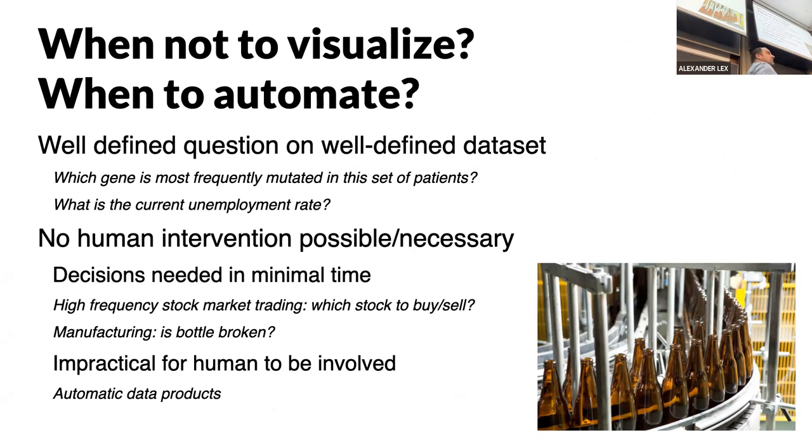Sometimes you can't use visualization because human intervention isn't possible or necessary. For example, if you need a decision in minimal time, then visualization isn't great, right? Because people have to think about it, they have to bring all of this together. We're not algorithmic decision makers. So if you wanted, for example, to do high frequency stock trading, clearly there's no place for a human in the loop, right? There's also no place for a visualization to be shown.